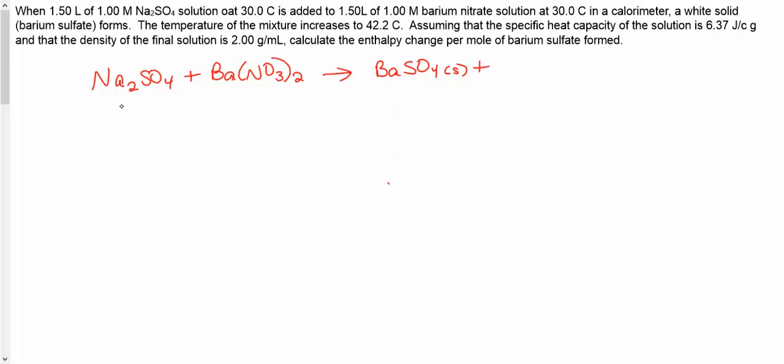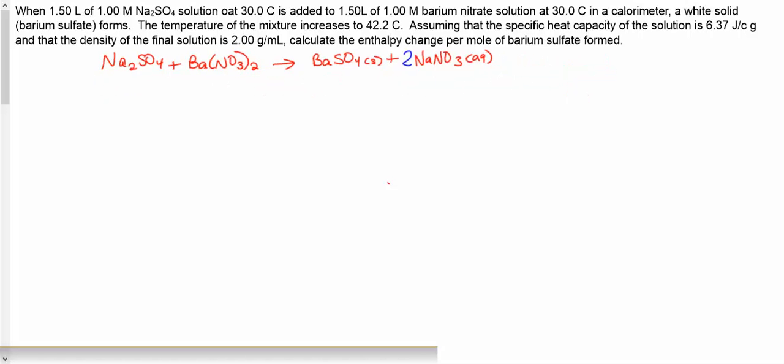Our other product is sodium nitrate, and that would be aqueous. Now that I have the equation written, I need to balance it. So if I put a 2 here, that fixes my sodiums. It also fixes my nitrates, so now it's balanced. Now there's the balanced equation.